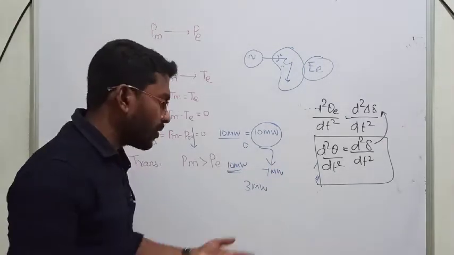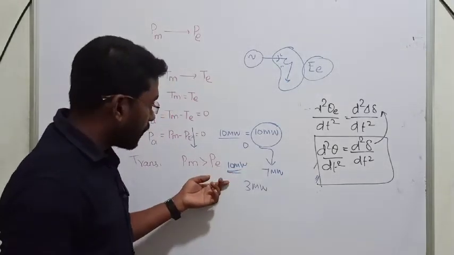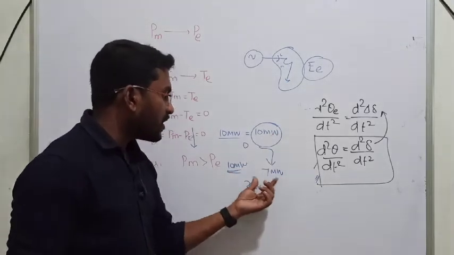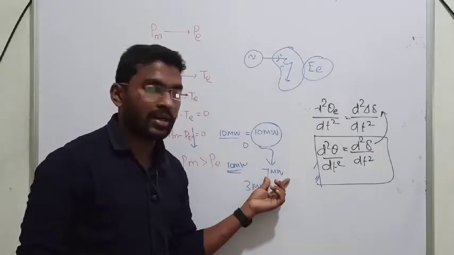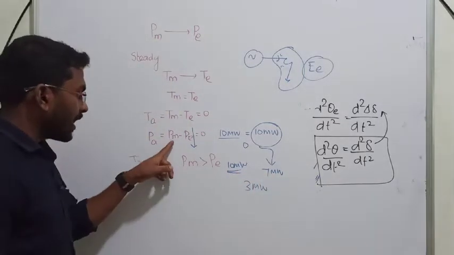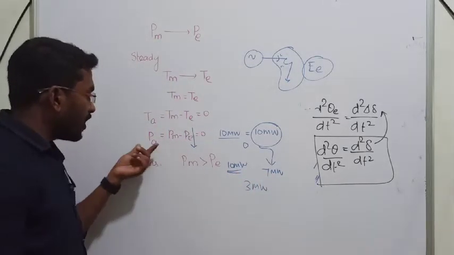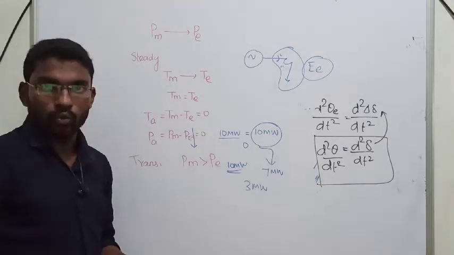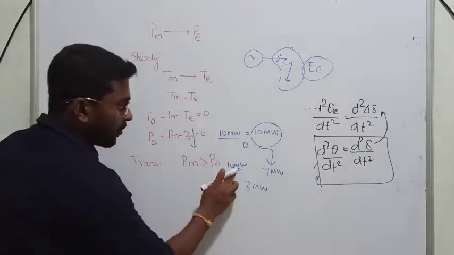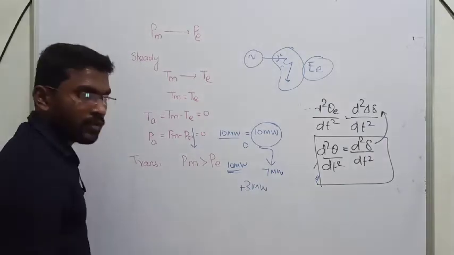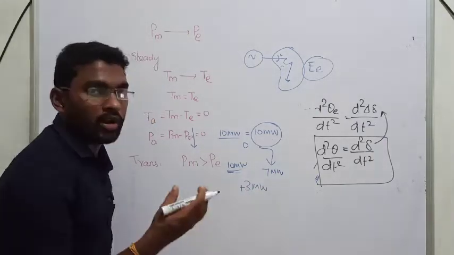There are two cases. Now I am going into case number 1. If the electrical power is reduced, then the mechanical power will become greater than the electrical power. In such a case, the accelerating power will become positive. In the sense, what I am trying to conclude, 10 minus 7 is going to be 3 megawatt. That is a positive value only. That is the extra amount of power.